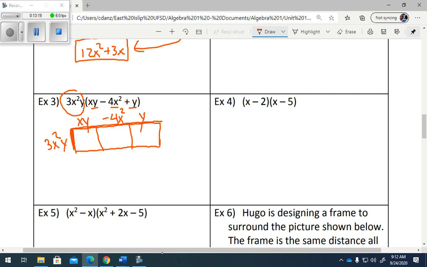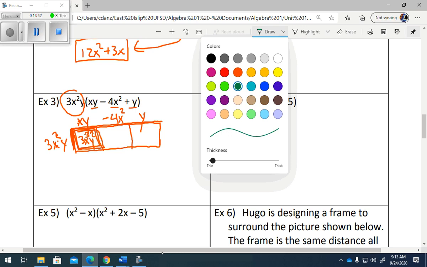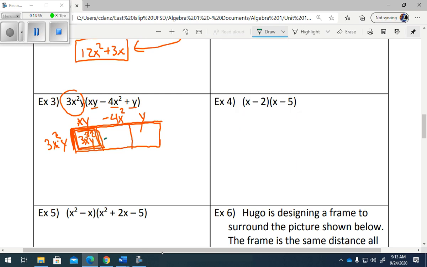And now I'm multiplying on the sides of this first box. The coefficient is a 3. X squared times x is x to the third, and y times y is y to the second. And then the next box, I'm just going to change my color. 3 times negative 4 is negative 12. X squared times x squared is x to the fourth, and I still have that y. And then the last piece is a 3, x squared, y times y is y squared.